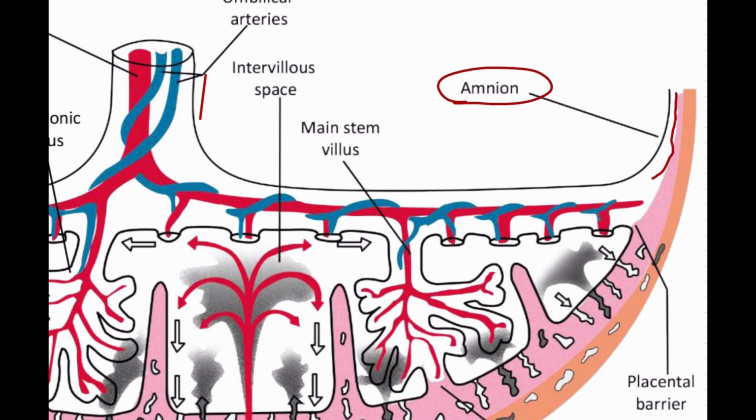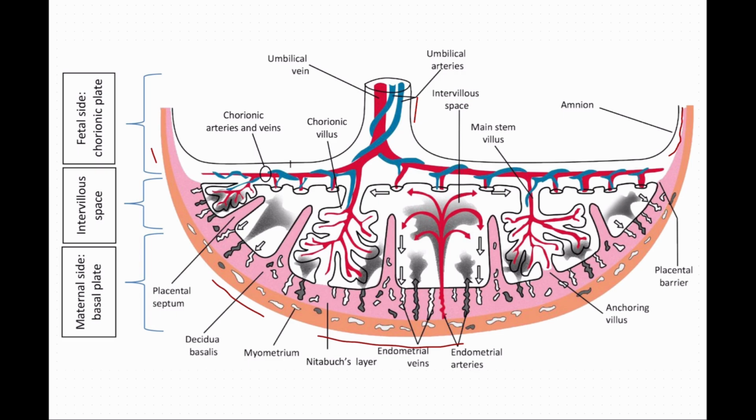But just think of the amnion as the innermost membrane that lines the fetal side, and it forms the amniotic sac, and it provides a cushion and protects the fetus. Feel free to pause the video if things are going too fast and play it back.